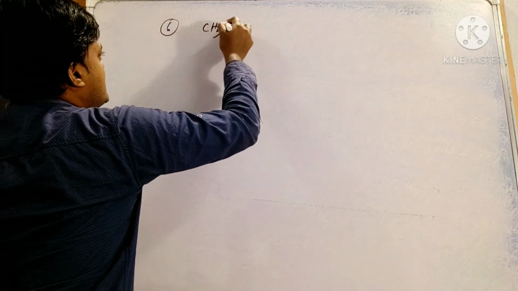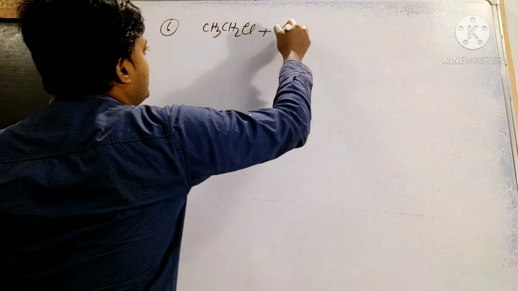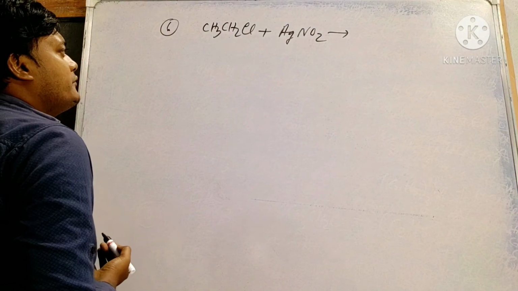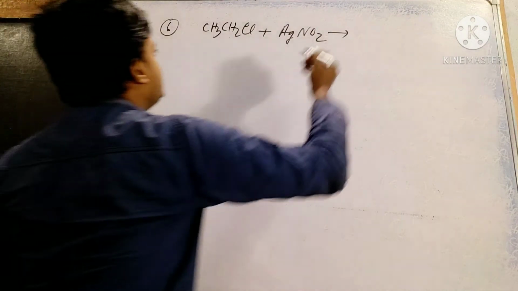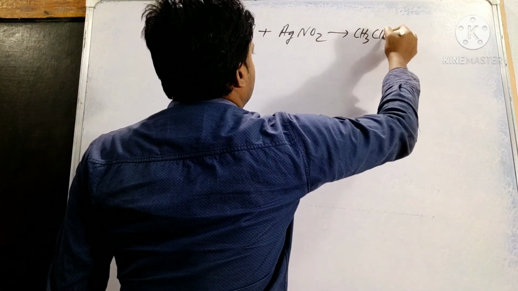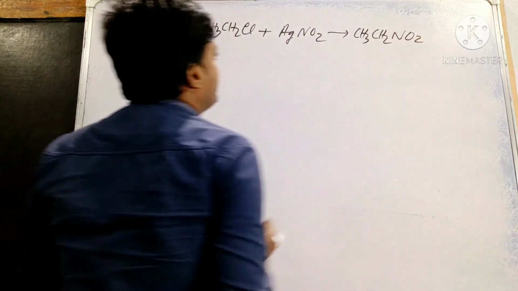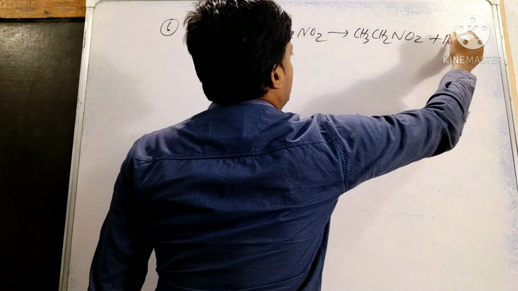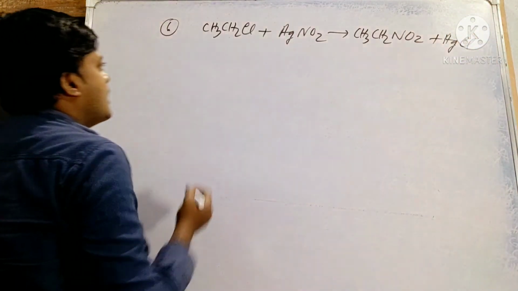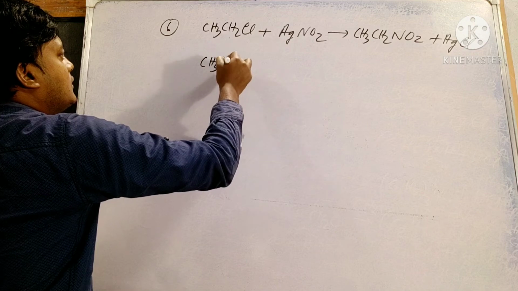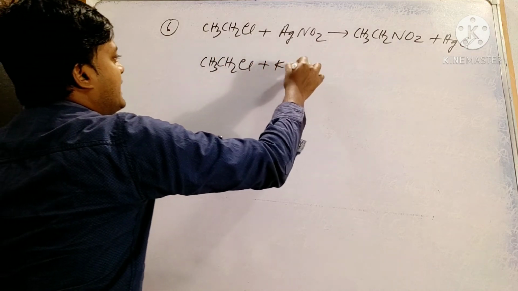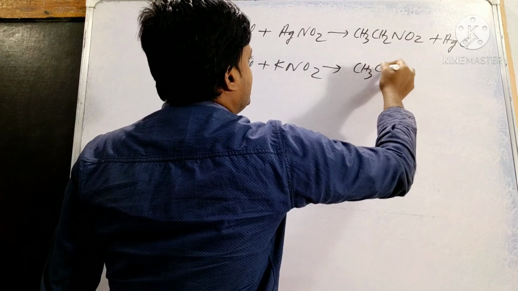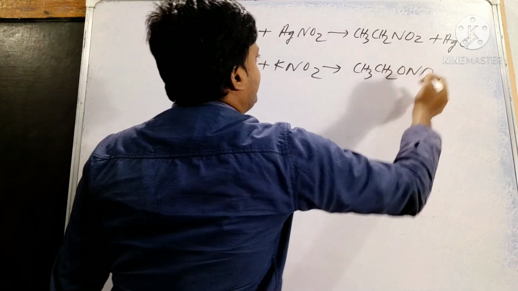Now say CH3CH2Cl plus AgNO2. When AgNO2, we will get nitro compound. And when we use KNO2, we will get nitrite, that is ONO.